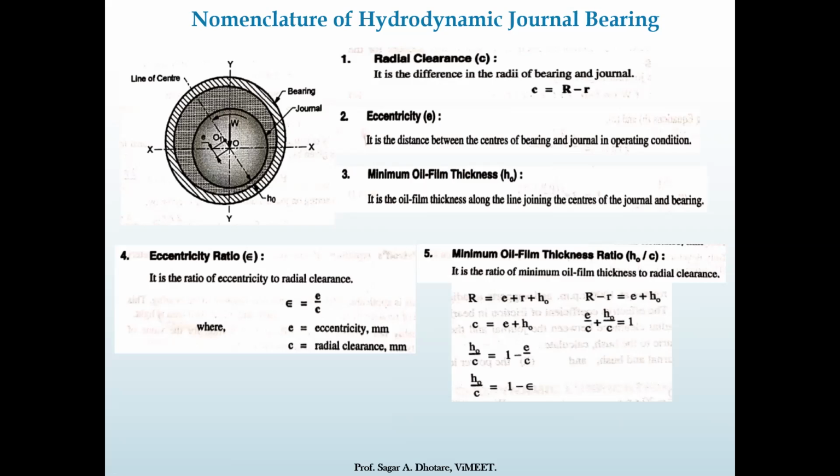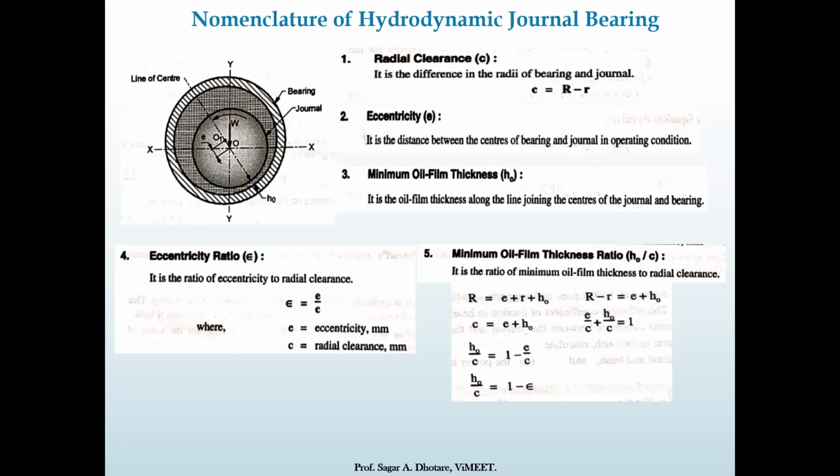Minimum oil film thickness. It is the oil film thickness along the line joining the center of journal and bearing. So it is very important. Based on the minimum oil film thickness, there are various types of lubrication patterns. Now next one, fourth one, eccentricity ratio.